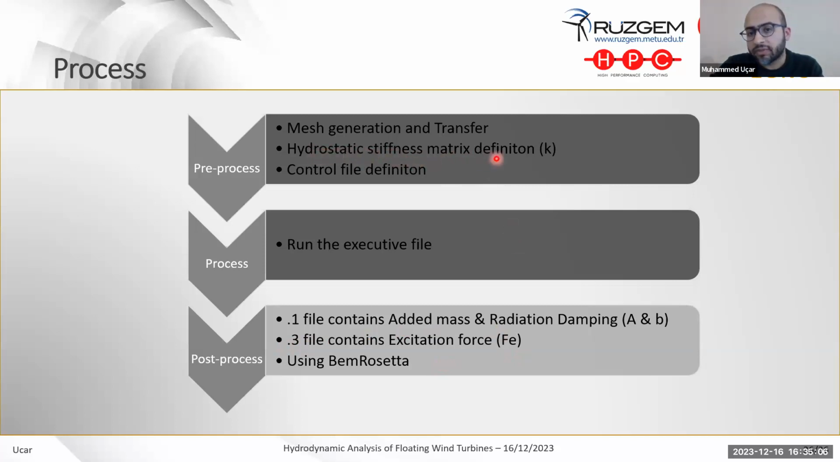non-dimensional form of the K matrix, the hydrostatic stiffness matrix we are giving to HAMS. It's returned in a non-dimensional form. It's just divided by rho times g. And we are using BEM Rosetta. We are recommending to use BEM Rosetta. It's a beneficial tool.